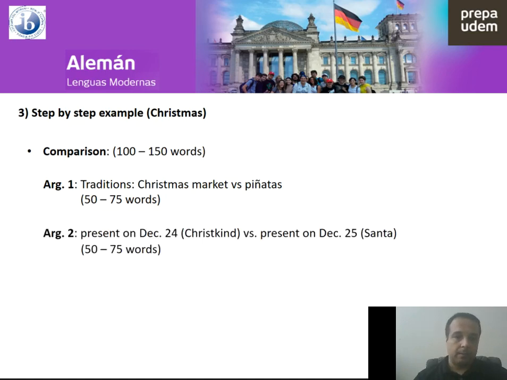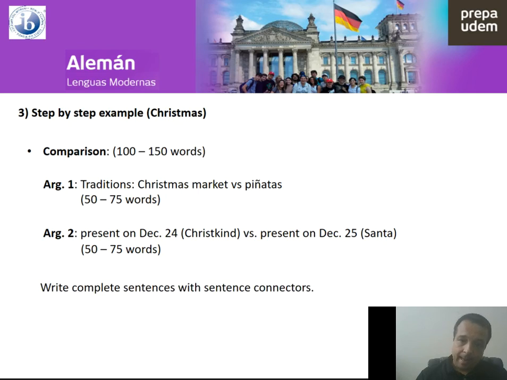Then the second argument I use, I compare that the presents in Germany people get on December 24 at night from the Christkind, and in Mexico presents will be given to the kids on December 25, and it brings Santa. Also here, 2-3 sentences about the German situation, 2-3 sentences about the Mexican situation. So I have two arguments compared with comparative language from Germany and Mexico. So write complete sentences, write it with sentence connectors, use comparative language for full points.